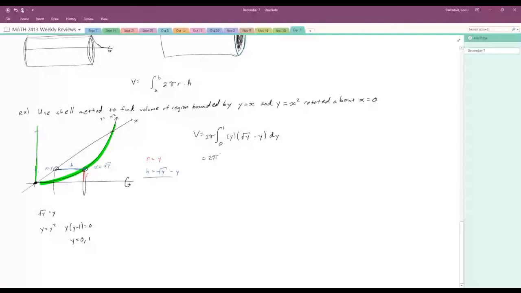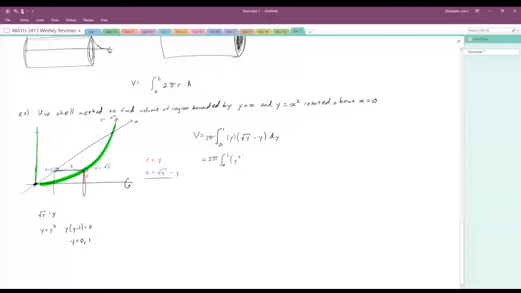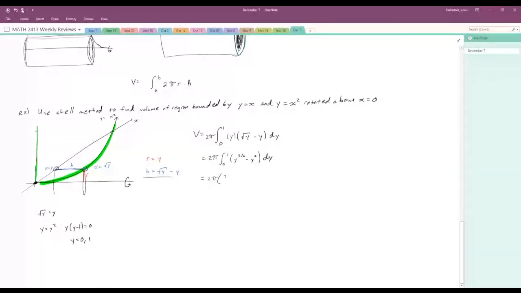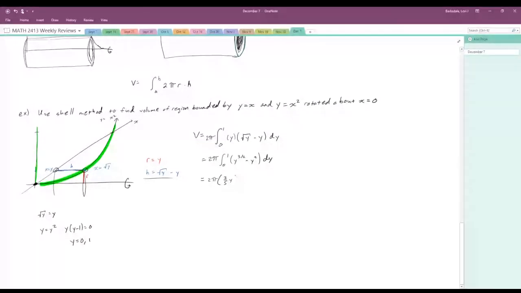All right. I'm just going to distribute my y-ins. So that gives me y to the 3/2 minus y squared, which I can now integrate. So 2/5 y to the 5 halves minus 1/3 y cubed from 0 to 1.